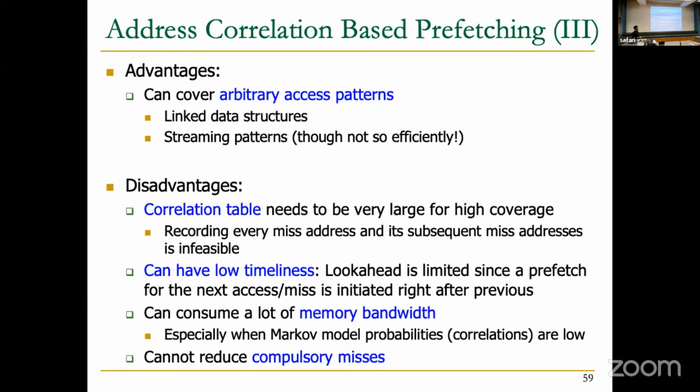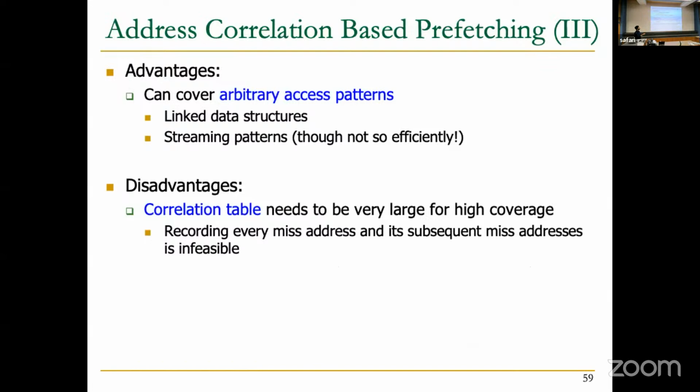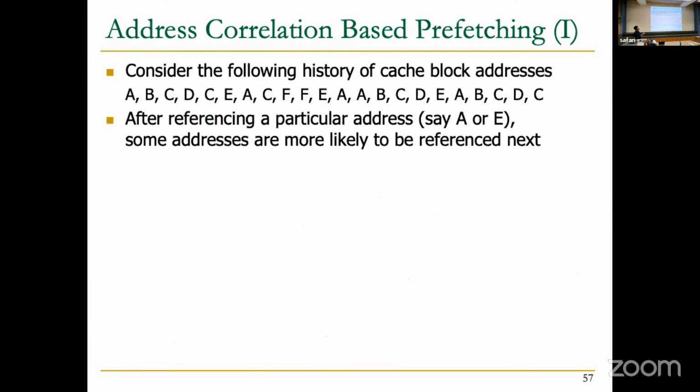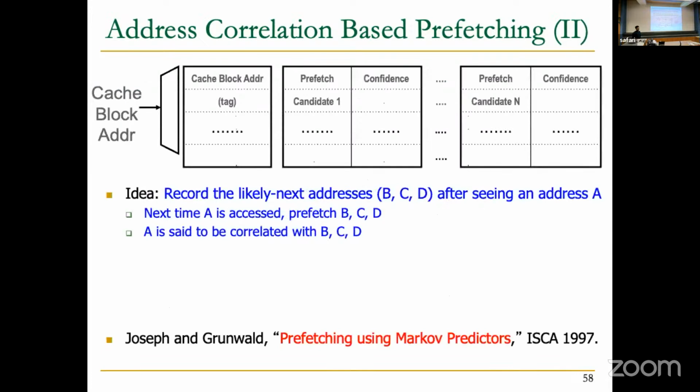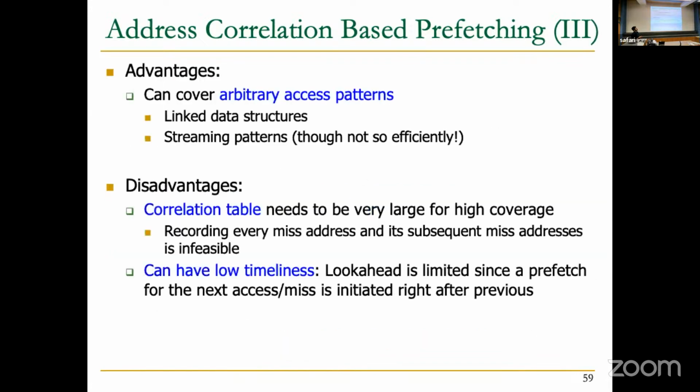The third problem is that they cannot reduce the compulsory misses. Compulsory misses in the sense that in order for an address to appear here, you first need to see that address. So it cannot predict any prefetch address which it has not seen before. That's the key fundamental limitation of correlation-based prefetching.